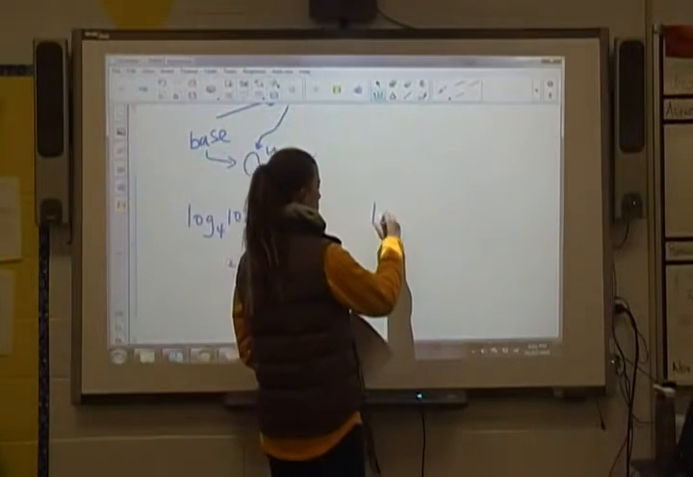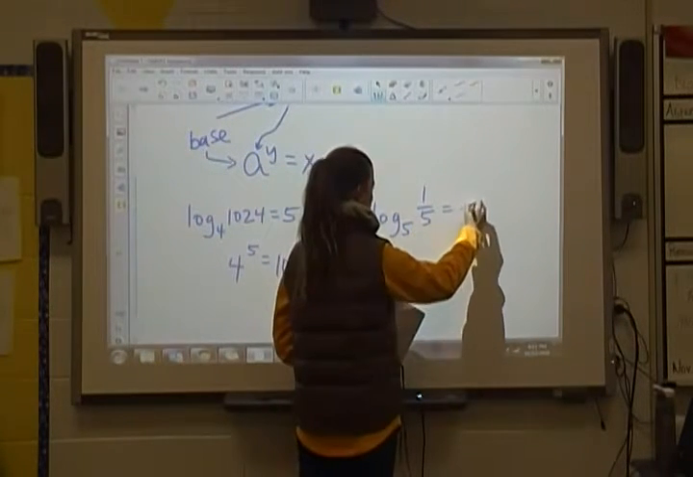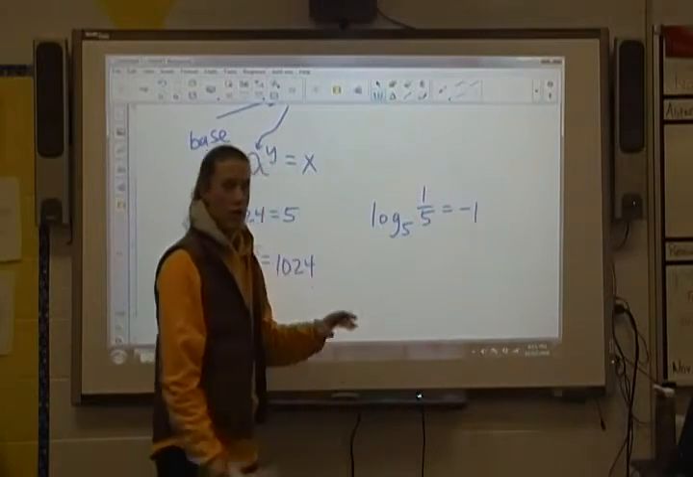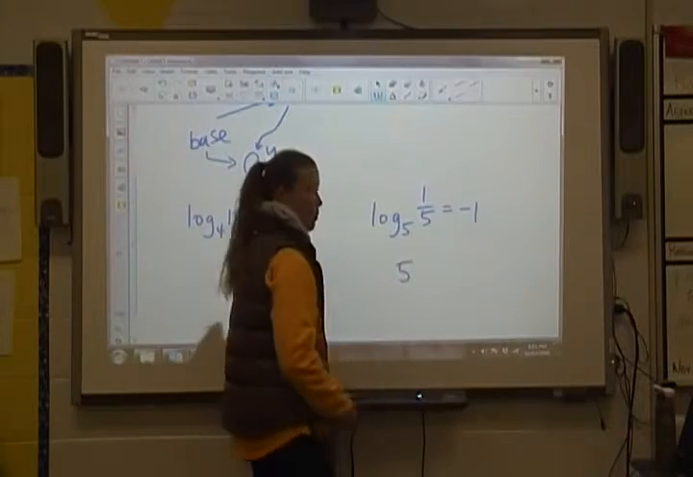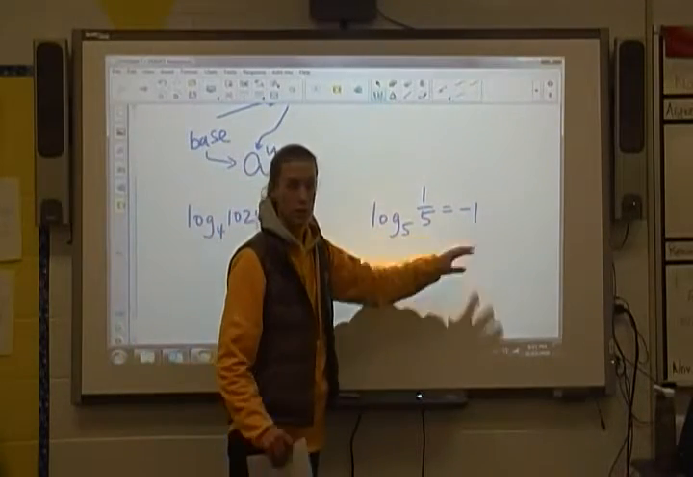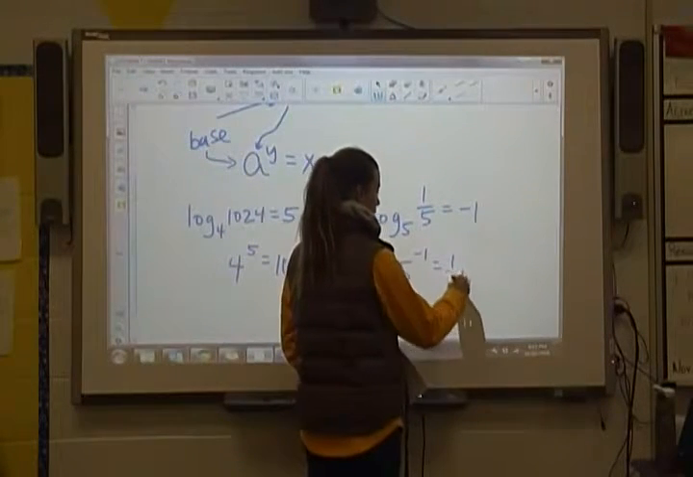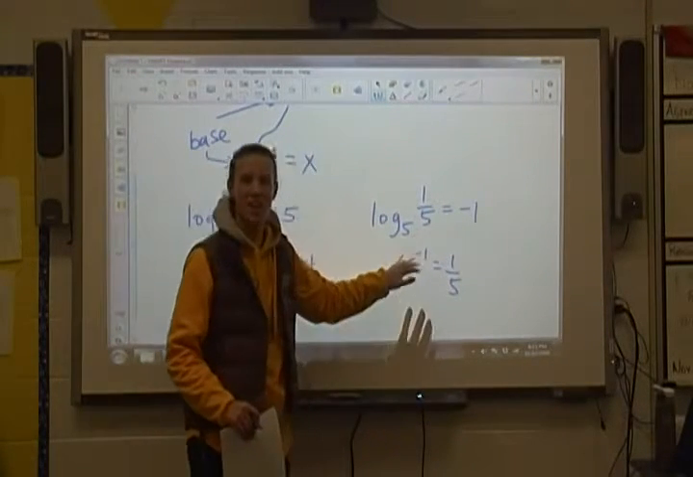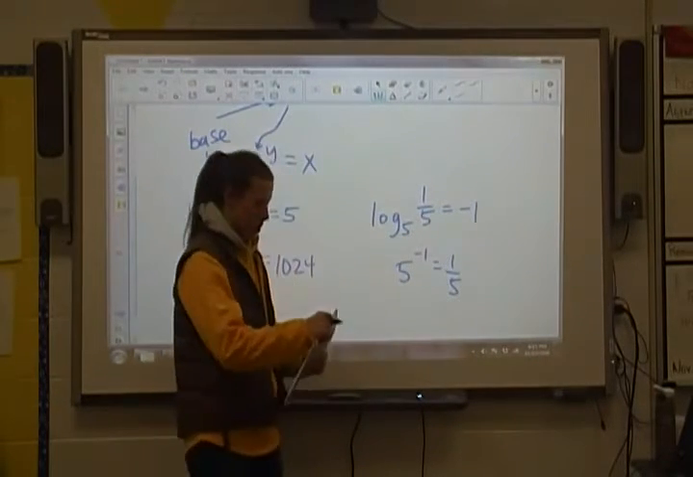Next one, if we have log base 5 of 1/5 is equal to -1, let's change that into exponential form. We've got base is 5, so 5 is our base. Logs are equal to exponents. So our exponent here is going to be -1, and then that's equal to 1/5. And that makes sense because anything with a negative exponent is going to move that term to the denominator.